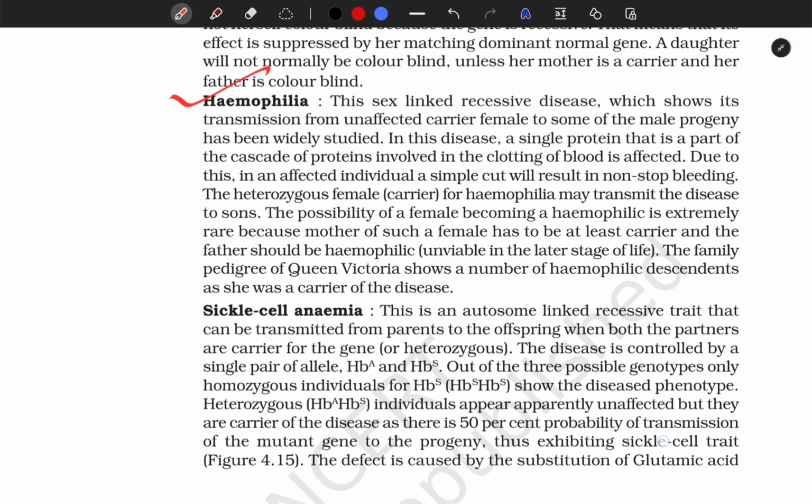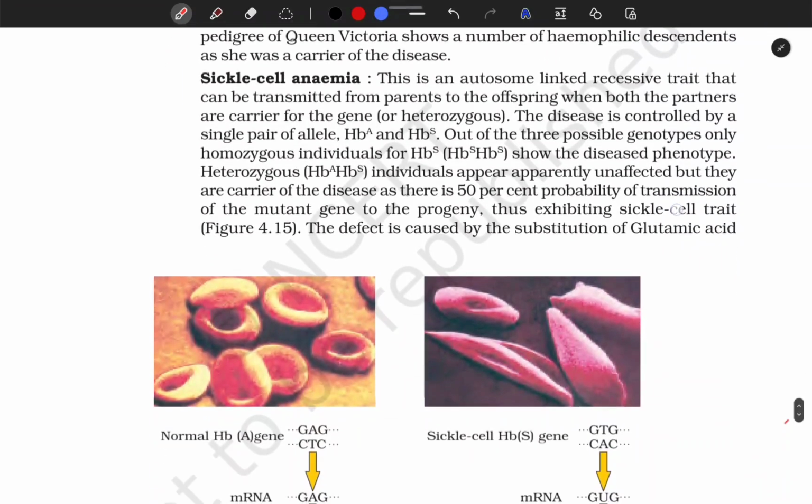The heterozygous female that is carrier for hemophilia may transmit the disease to sons. The possibility of a female becoming a hemophilic is extremely rare because mother of such a female has to be at least a carrier and the father should be hemophilic. The family pedigree of Queen Victoria shows a number of hemophilic descendants as she was carrier of the disease.